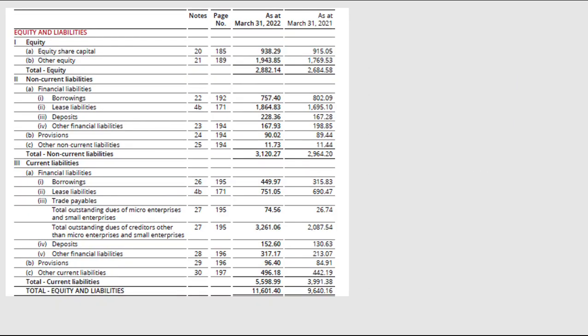Now here what you see is nothing but the liability side of the entity's balance sheet. Here as well you find something called non-current, something called current, right? These definitions are nothing but the vice versa of current assets and non-current assets. In case of current assets, the entity has to realize its assets in the normal operating cycle. Here, the entity has to settle the obligation in the normal operating cycle.